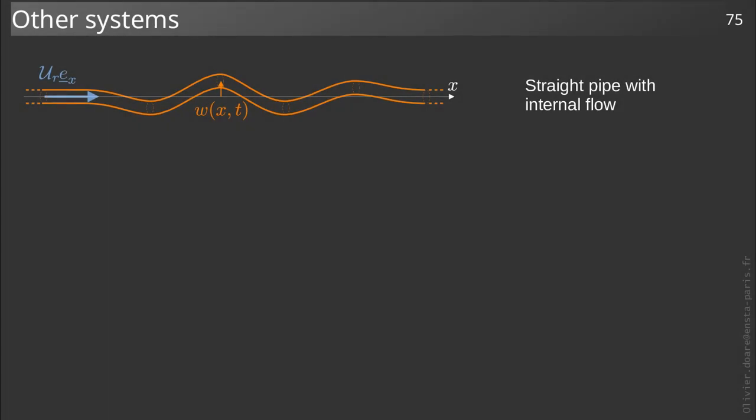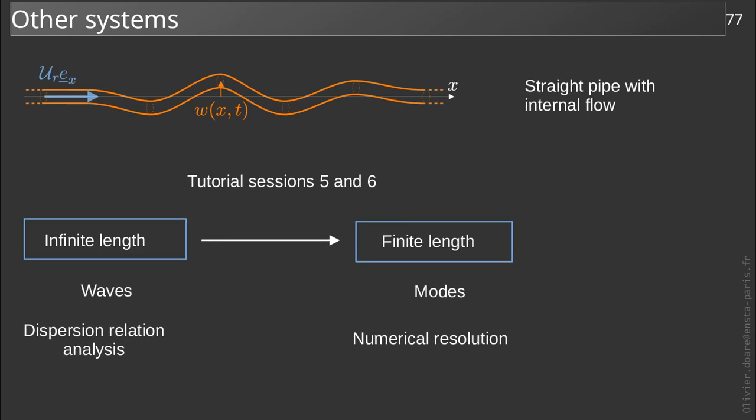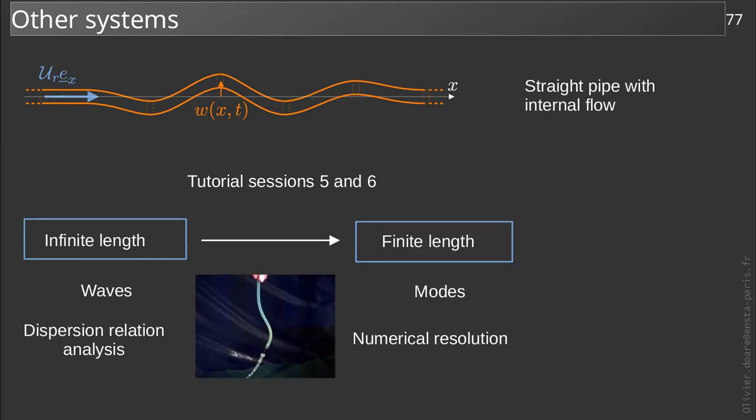During the next 2 tutorial sessions, we will continue the study of the interaction between a slender solid and an axial flow by looking at the pipe with internal flow. This will be an opportunity to study again the stability of waves in a system with slightly different properties, but also to look at the finite length system, which can also become unstable. Rather than unstable waves, we will show unstable modes by numerical analysis.